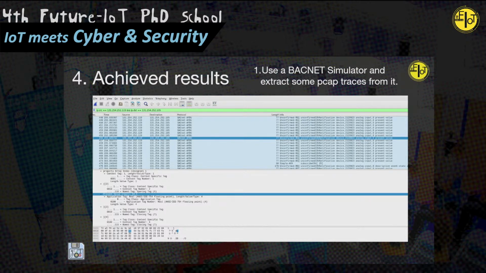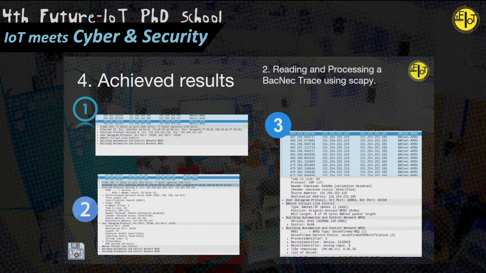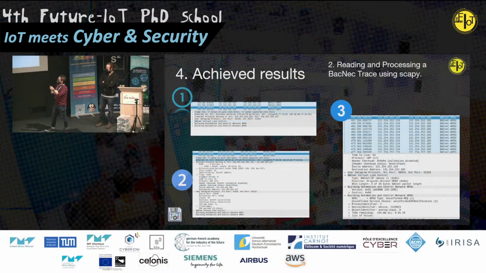And then we need to read this pickup file. So we need first to see all the layers. We have Ethernet and IPv4 in the first image, and then we see all the headers for IPv4: the version, the identification, the time to live, these kinds of headers. And then for the BACnet protocol, we have some types, the length, the version, the control, and we have different layers for BACnet too. We have the Building Automation and Control network, APDU. So we need to do this.